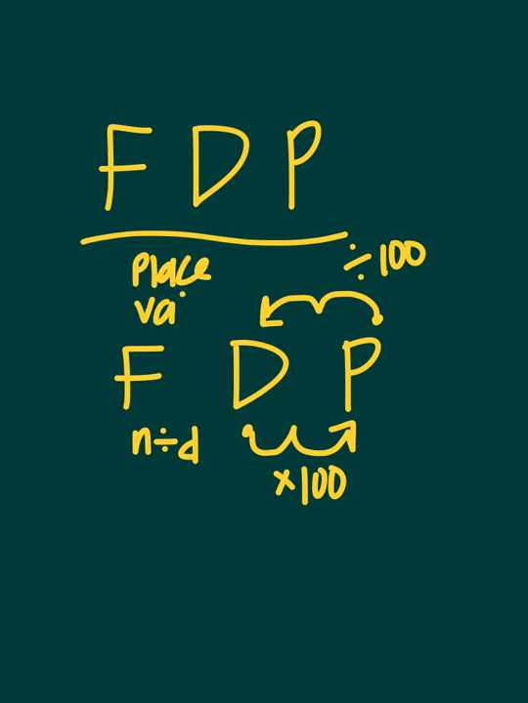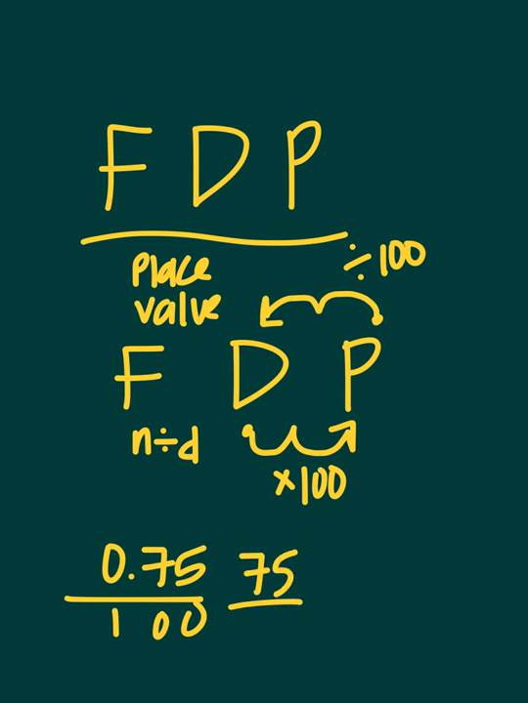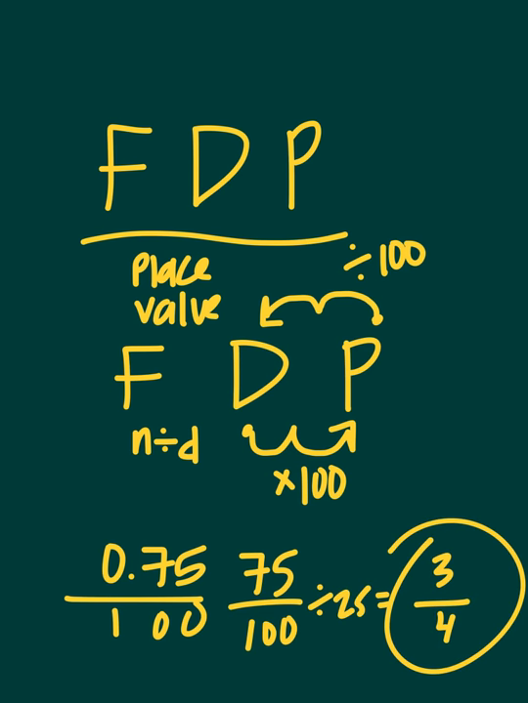So for instance, let's say you had 0.75. Because that 75 is in the hundredths place, and this trick right here works, put a 1 under the first 0, we have 75 over 100. Simplify that by dividing by 25, and you get 3/4.